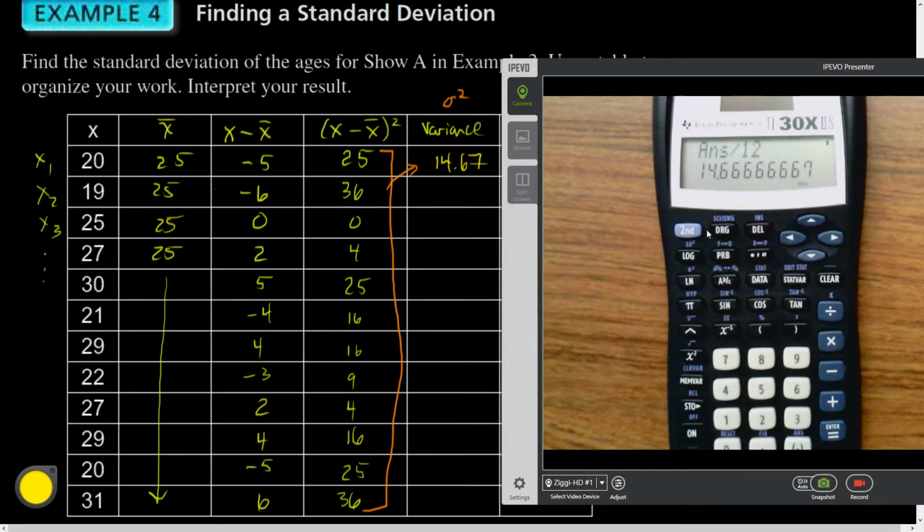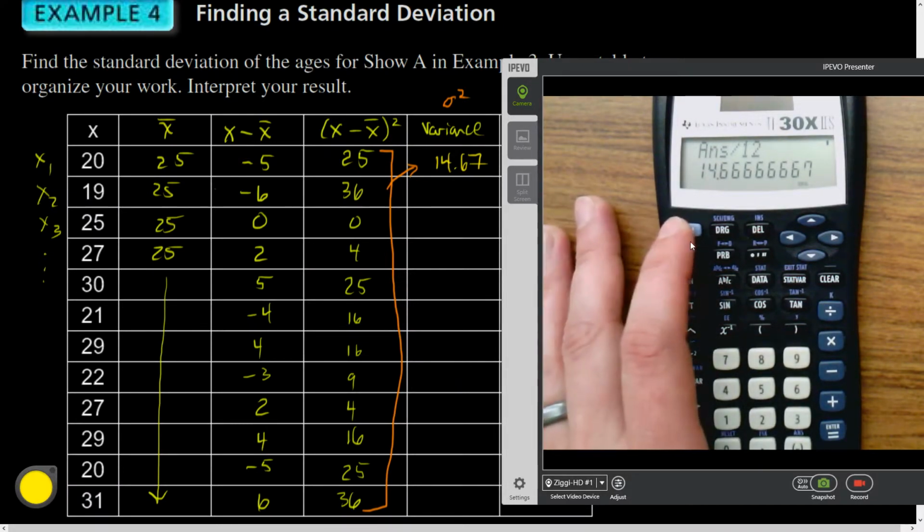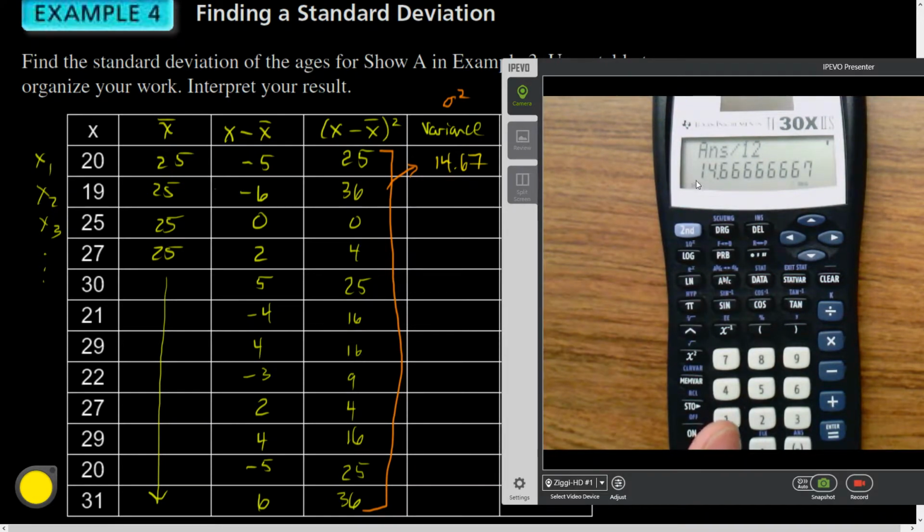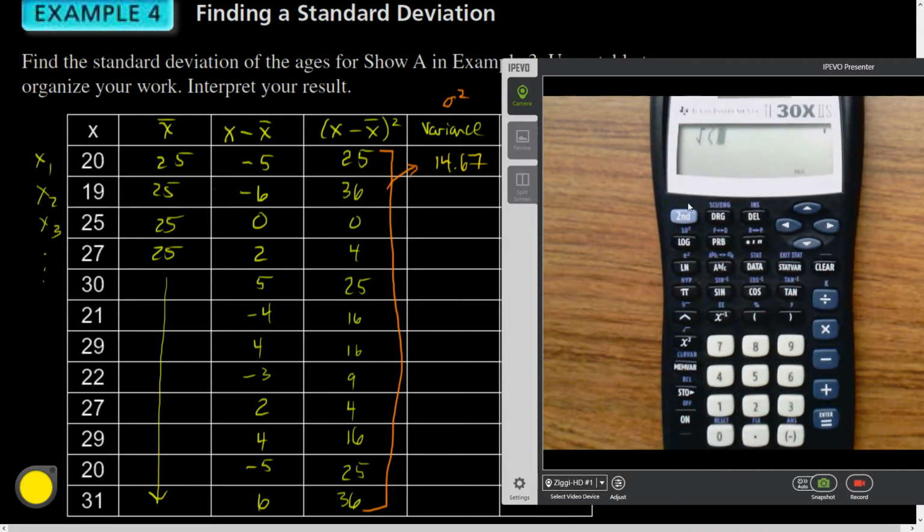It's in blue. So what I'm going to do to access that feature is by hitting second. You can see it even indicates there. And square root. And instead of entering 14.67, watch this. You ready for this pro tip? This is a classic Easter egg for the TI-30X. You ready for this? Yeah.